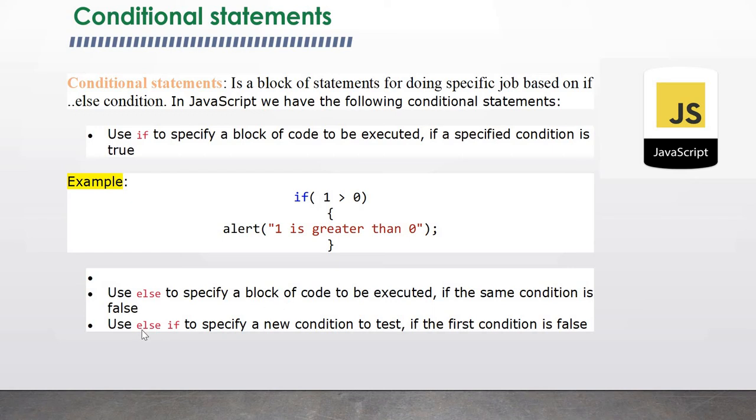So use else if to specify a new condition to test if the first condition is false. So there's another part of if-else. After the if, you can use another part of if-else, which is else if, and then you can add one more else if, and finally you can add another else. Okay, so use else if to specify a new condition to test if the first condition is false.